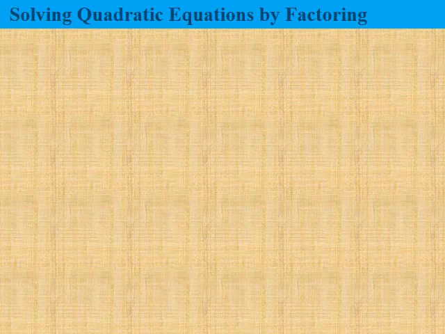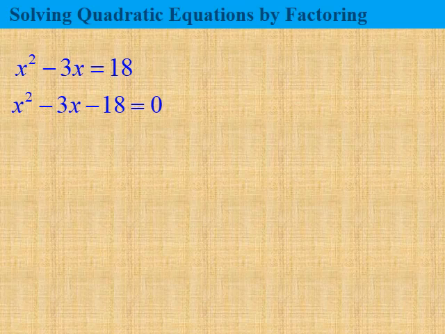Solving quadratic equation, let's have an example by factorization. x squared minus 3x equal 18. Let's put it in the form x squared minus 3x minus 18 equal 0. Then try to factorize, we have two brackets. We need two numbers whose product equals 18, and the difference between them equals 3.